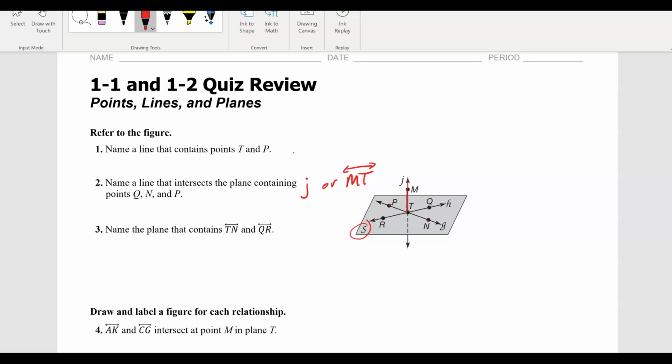Okay, all right. Try number 3 on your own. What would we name the plane that contains TN and QR? Look at those two lines, TN and QR, and tell me what plane contains them. So hopefully you look at the picture here and said, that would be plane S. h is a line, g is a line, j is a line. The rest of the capital letters are all points. So you should have said plane S.